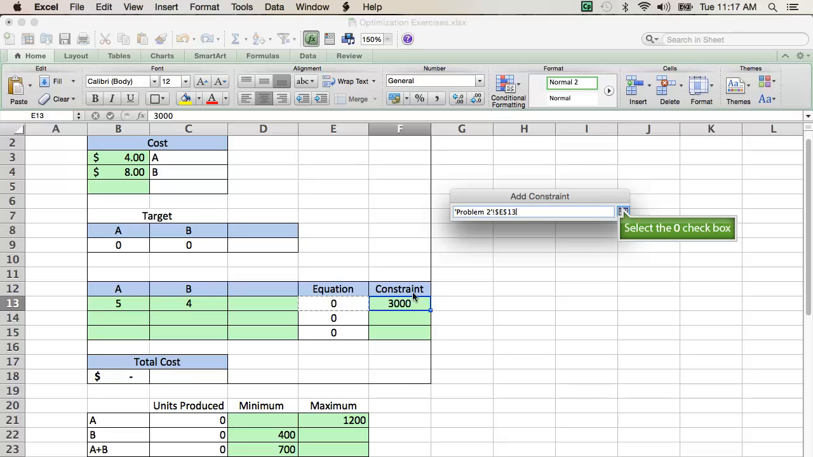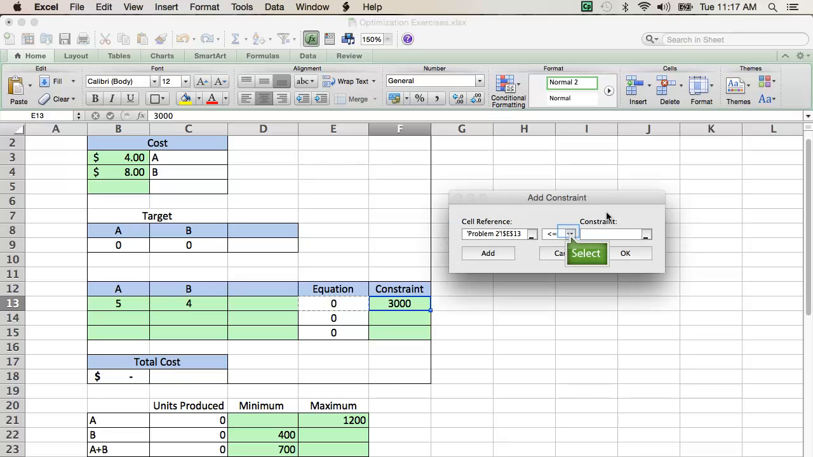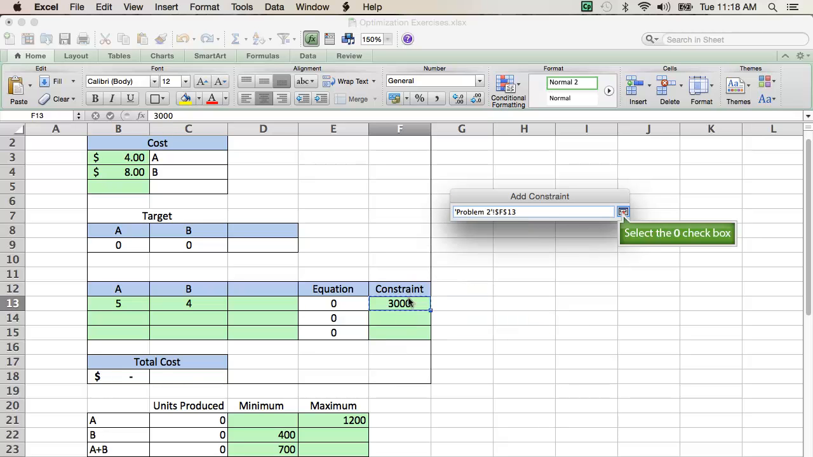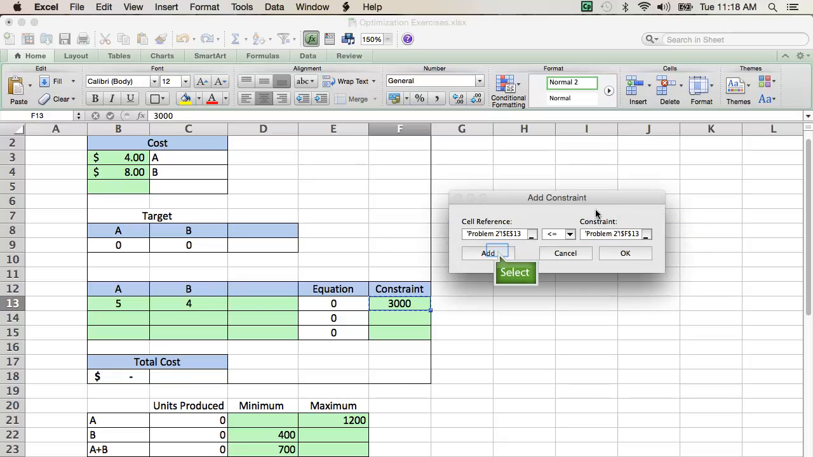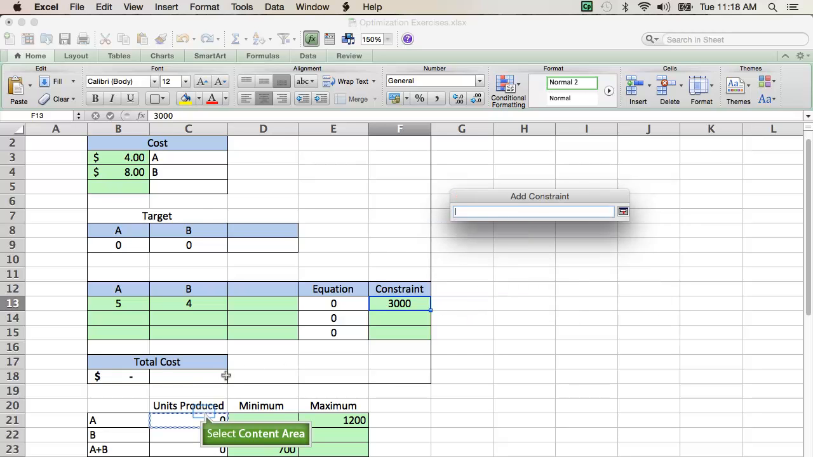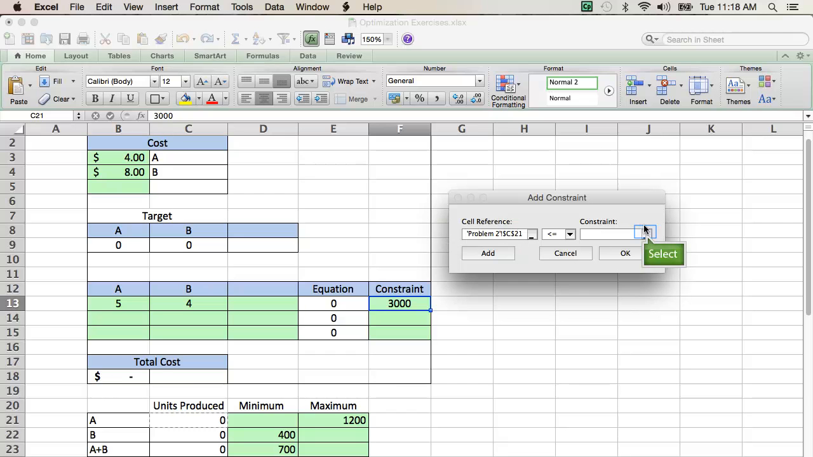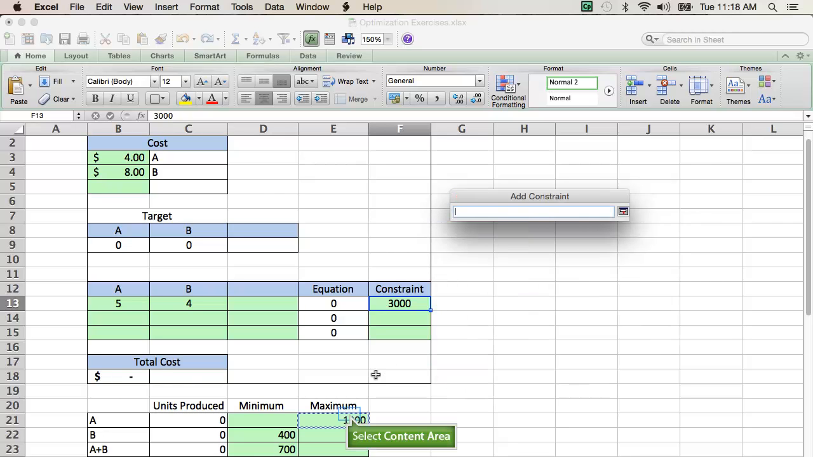Our total time has to be less than or equal to the 3,000 hours that we already input. But we have production constraints as well. B9 has to be less than or equal to 1,200.